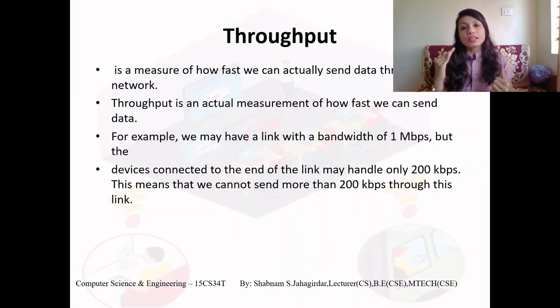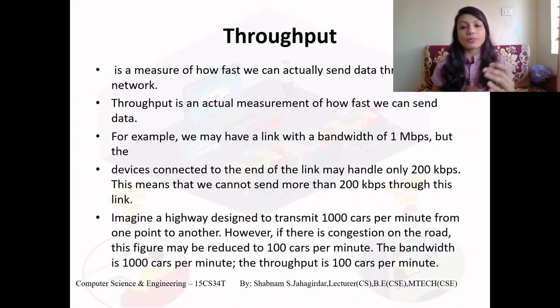So it means the bandwidth may be 1 Mbps, but the throughput, the actual capacity of the network, will be only 200 kbps. One more example we have. Assume we have a highway designed for 1000 cars per minute, but if there is heavy traffic, that is congestion on the road, then what will happen?